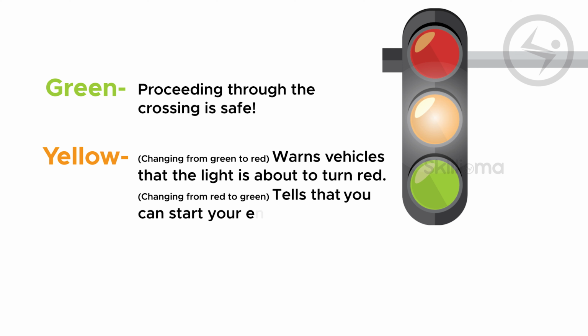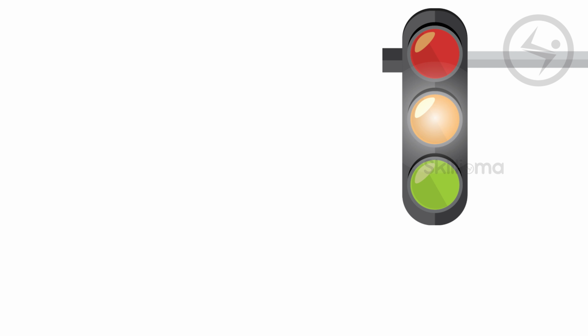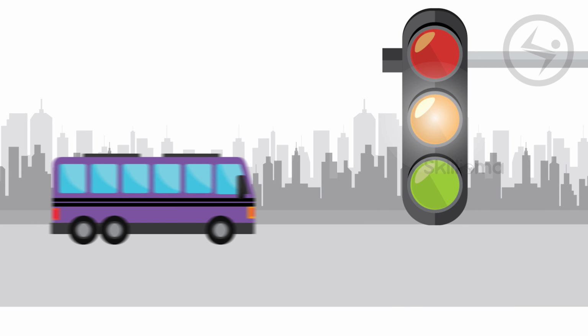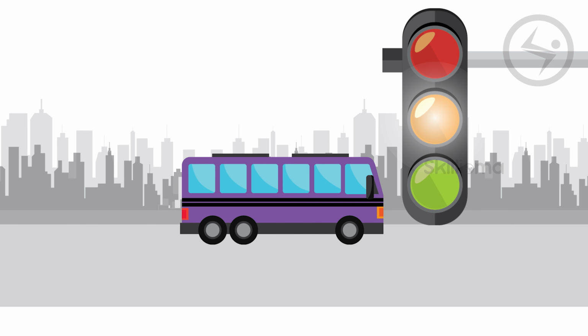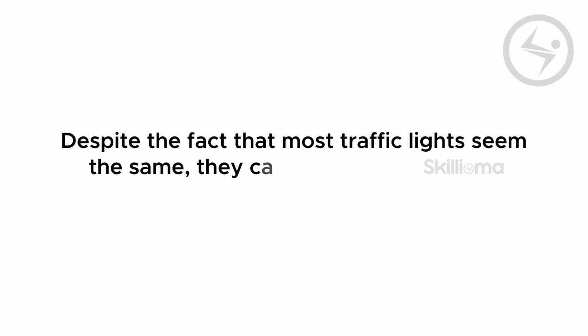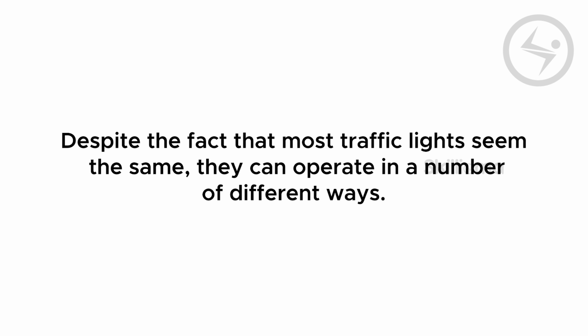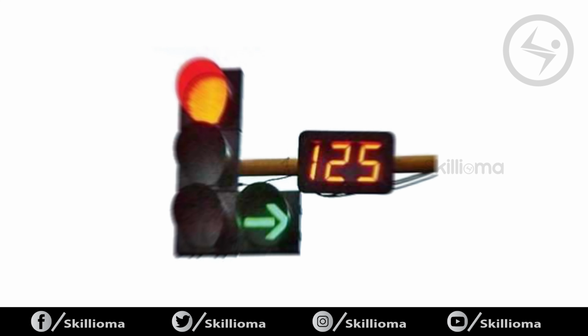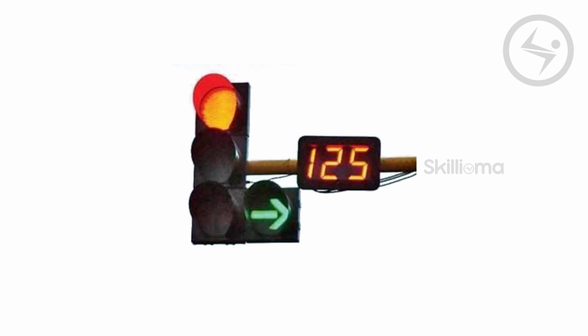Alternatively, if red is turning green, yellow means that you can start your engines and get ready to drive. When motorists see a yellow light, they are aware that they must slow the vehicle down and come to a full stop at the crossing. The red light, of course, means the traffic must come to a complete stop and stand in a line for the crossing to clear. Despite the fact that most traffic lights seem the same, they can operate in a number of different ways. You might have seen the best part of traffic lights, the timers. Simple timers like these are commonly used in the most popular traffic lights.